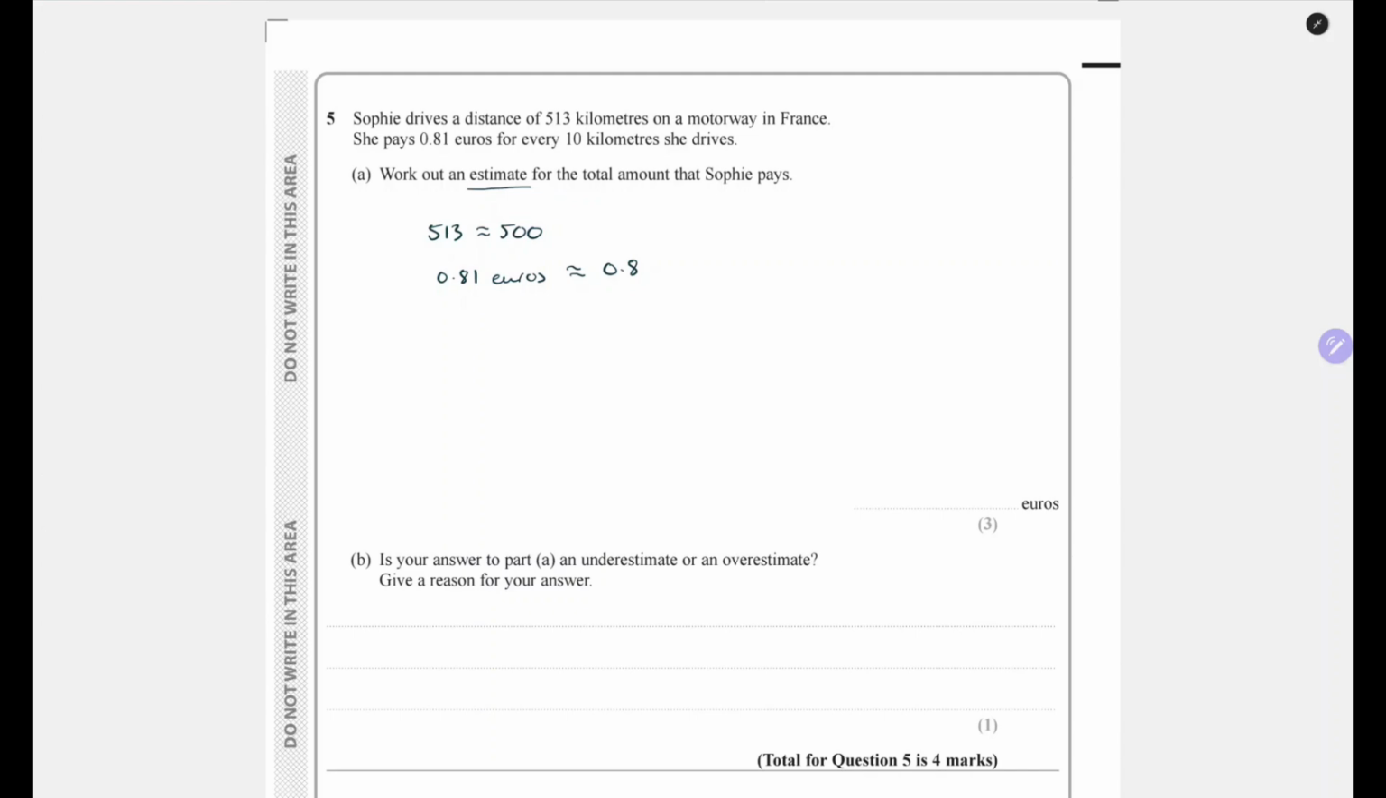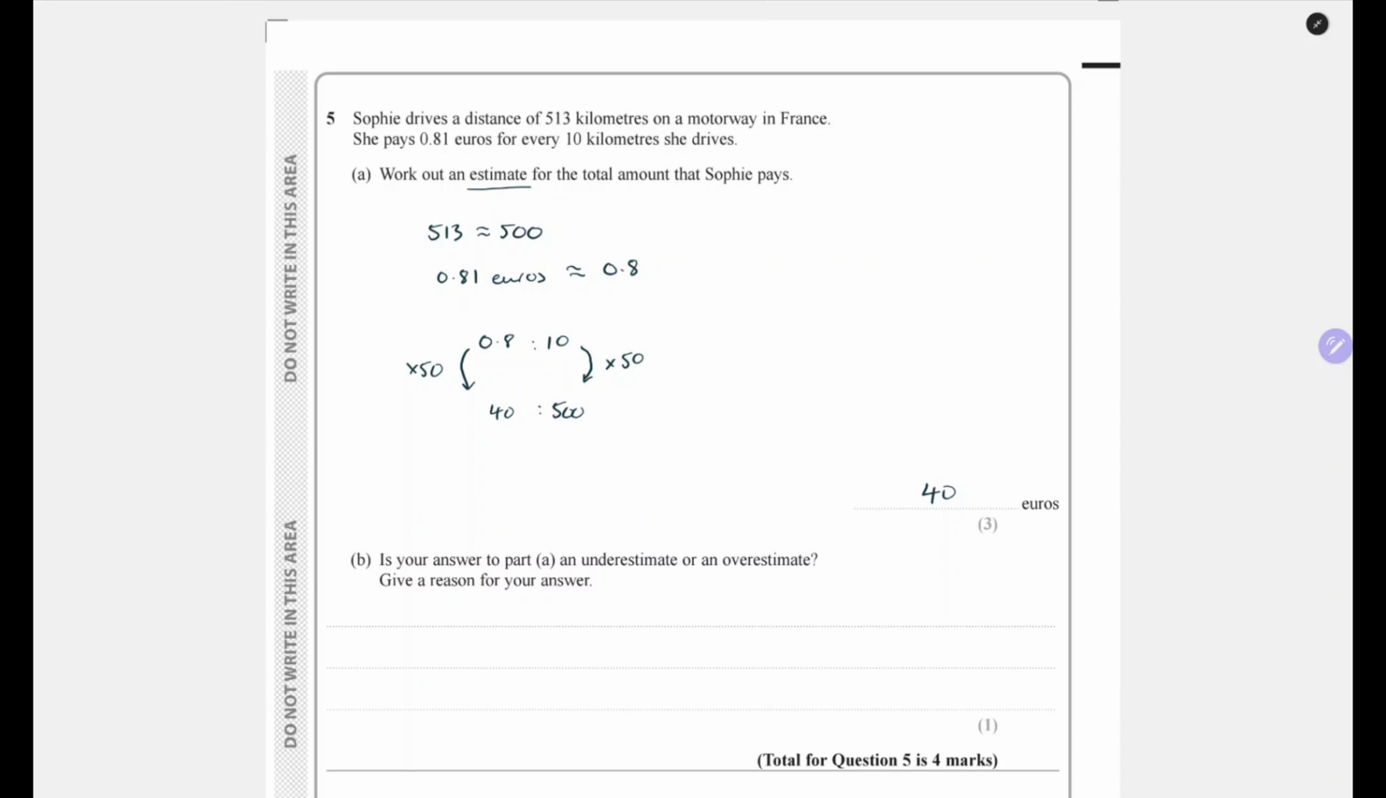Now we know that for every 0.8 roughly euros, she can drive 10 kilometers. So how do we get to 500? Well, how do we go from 10 to 500? We multiply by 50. So that gives us the 500 kilometers. And so we need to do the same thing on the other side, multiply by 50, and 0.8 multiplied by 50 gives us 40. So it will cost us roughly 40 euros to drive the 500 or so kilometers.